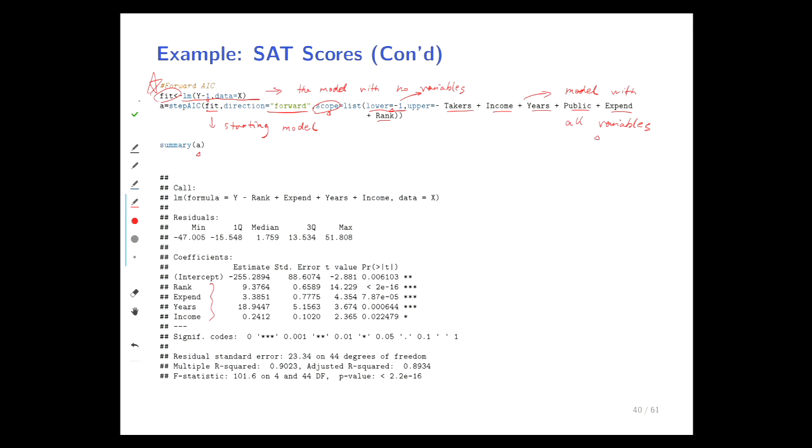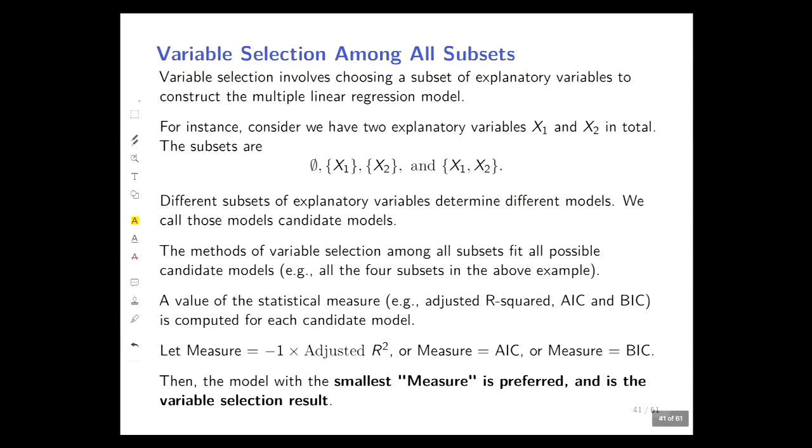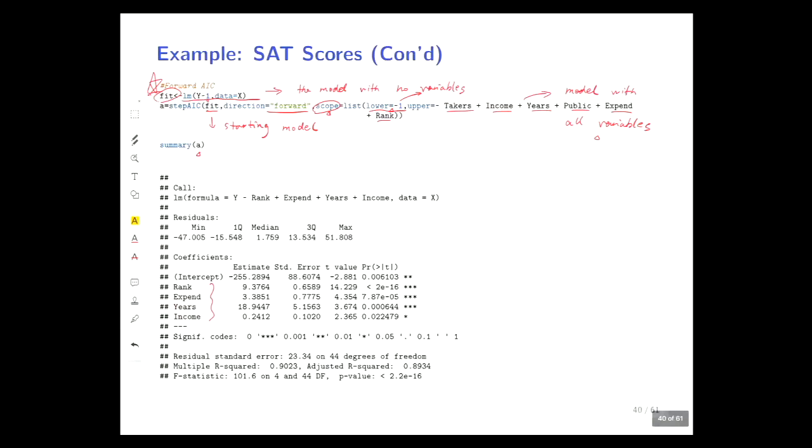So be careful about this forward case. So that's my suggestion. Any questions? Okay, so basically we have finished the one variable selection method, which is called sequential variable selection.